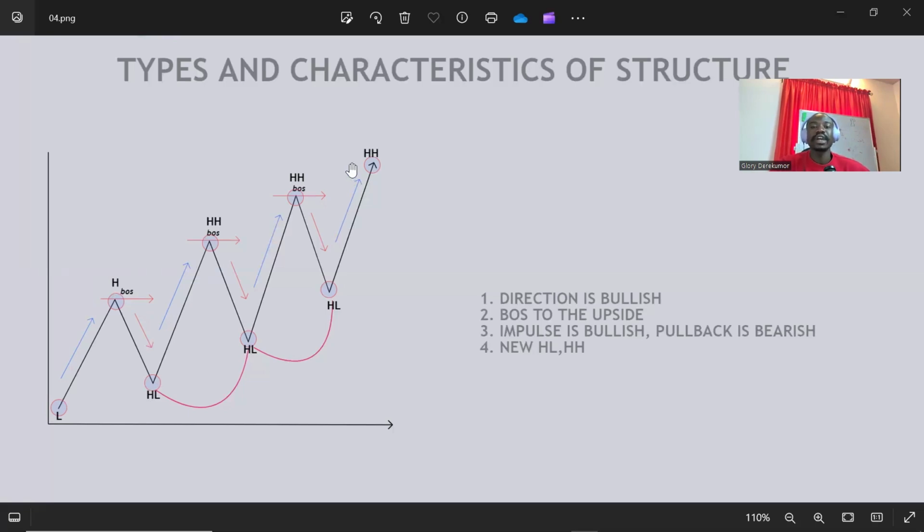So in terms of the characteristics of a bullish market, just like we can see here, the first characteristic is the fact that a bullish market obviously is going in the upward direction. So the characteristic of a bullish market structure is, number one, the direction is bullish. Of course, you can see how this overall is heading to the upside. Now, there are consecutive breaks of structure to the upside, which is what I've just explained here.